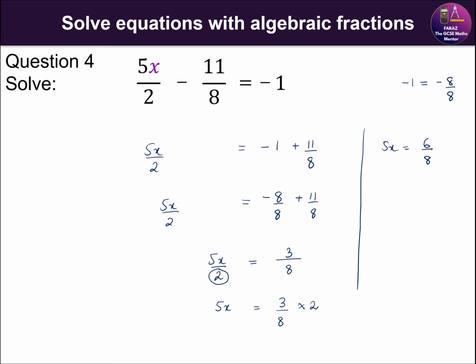Now 5x means 5 times x. Because 5 is in multiplication with x, it will divide on the other side, or you can say dividing 5 on both sides, it will give you 6 over 8 divided by 5. And then we have x equals 6 over 8 times, because this is 5 over 1, if we replace the divide sign by multiply, it becomes 1 over 5. And here you have 6 into 1 is 6, 8 5s are 40. You can also simply do it like this: 2 into 3 is 6, 2 into 20 is 40. So now we have x equals 3 over 20.